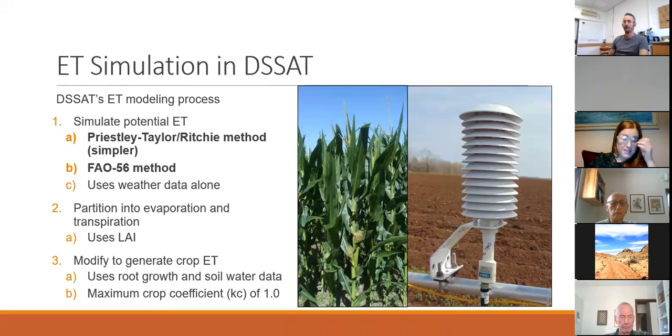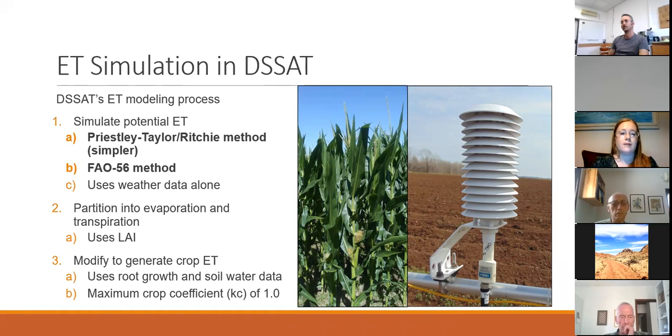So how does ET simulation in DSAT work? DSAT simulates ET in two steps. The first step is to simulate potential ET, and to do that, DSAT uses one of two methods, the Priestley-Taylor/Ritchie method and the FAO 56 method. Both of these methods use weather data alone. They do not incorporate any information from the crop module, and this is just a potential ET using a grass reference.